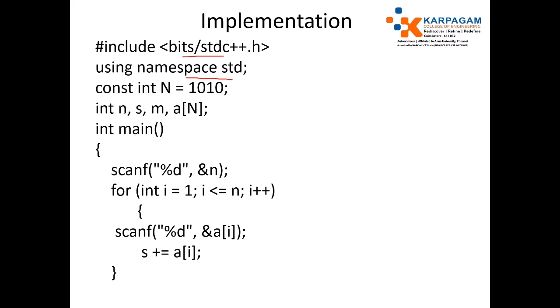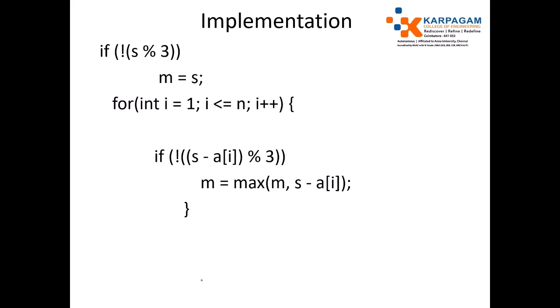Okay, here is the main function. It gets the size of an array from the user, and for every iteration, gets the array values and immediately finds the sum. After completing the iteration, the sum is stored in S. Then check if S remainder 3 equals 0. If it is 0, it will return 0.